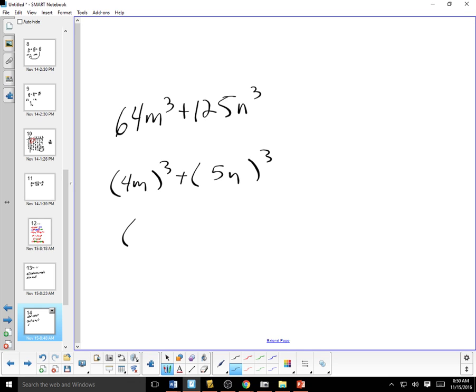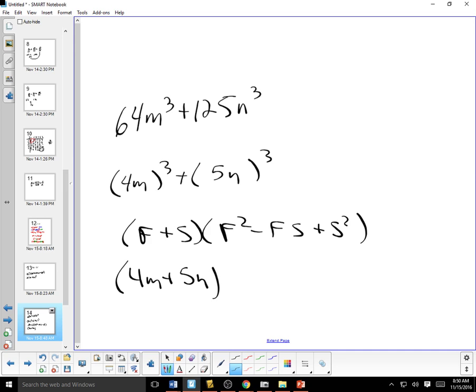It looks like this. The first one plus the second one, times the first one squared minus the first times the second plus the second one squared. Okay? So I'm going to just do that. What is the first one? 4m. Plus, that doesn't change. What's the second term? Beautiful. Now, what's the first one?